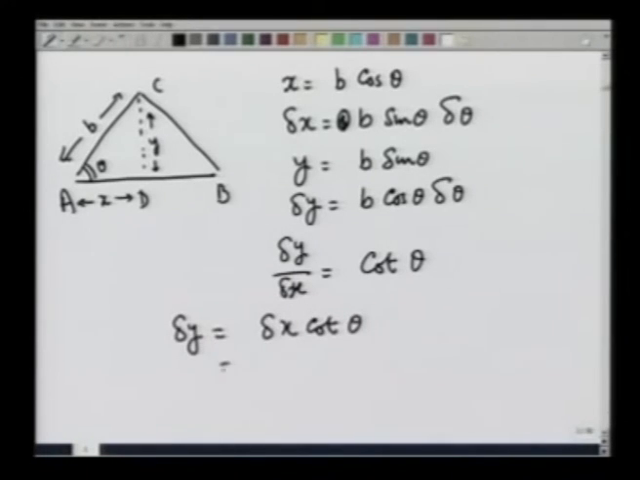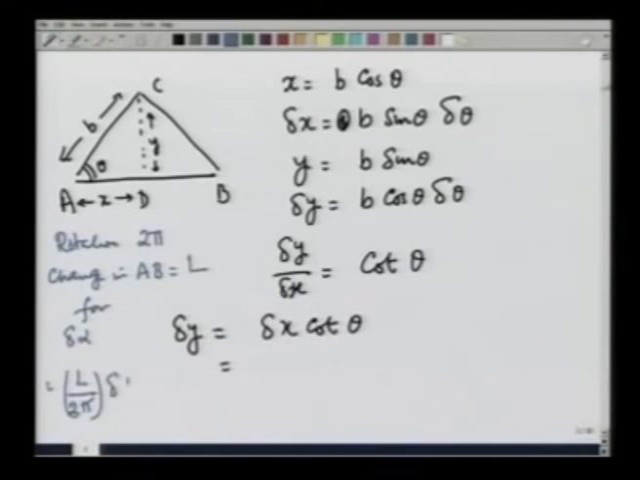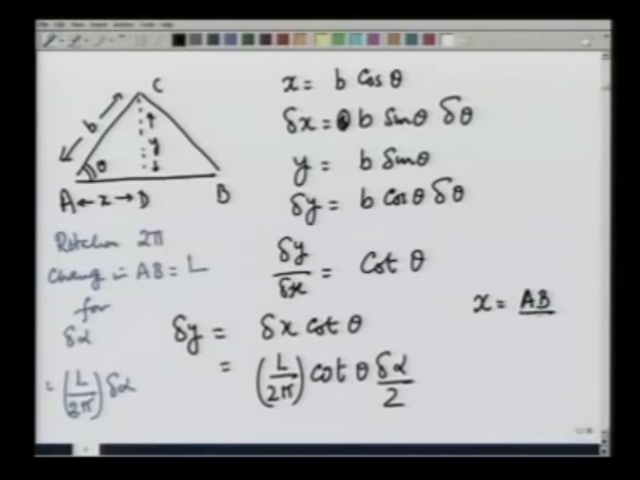How much is delta x? That is equal to nothing but the change in the length AB for rotation. Let me just write on the side: for a 2 pi rotation, the change in AB is equal to L. So, for delta alpha it is going to be L over 2 pi times delta alpha. Therefore, delta y is L over 2 pi cotangent theta delta alpha divided by 2. This division by 2 comes because the change in x equals the change in AB divided by 2. So, delta x is delta AB divided by 2. So, we have calculated the change in delta y related to a change delta alpha.